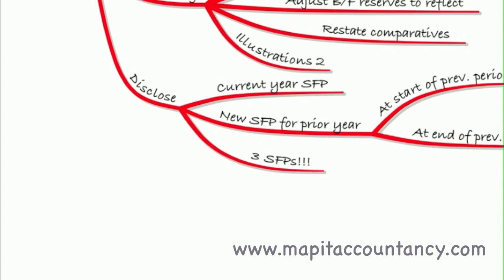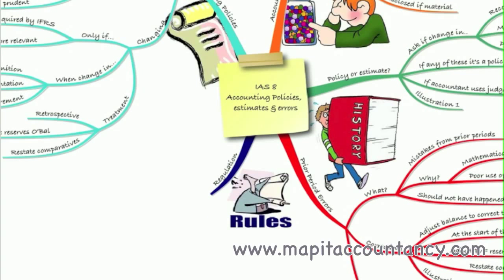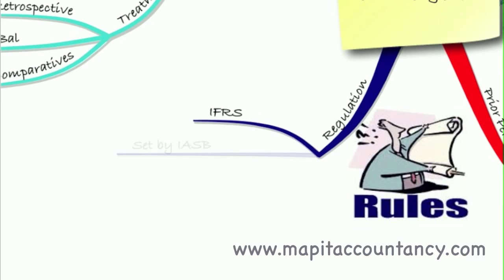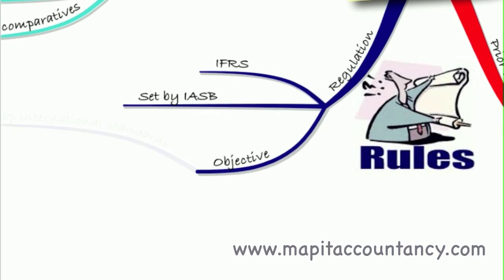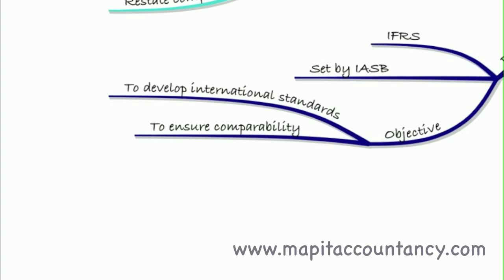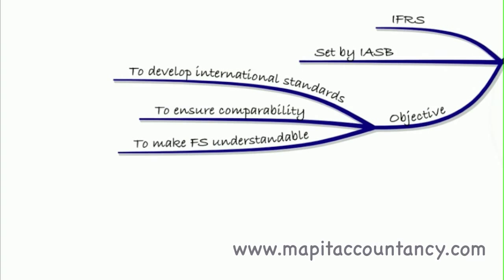The last thing we looked at was regulation. That's important for accounting policies because remember, accounting policies will be set under IFRS. So the regulation will be IFRS. It's set by the IASB, the International Accounting Standards Board, and their objective is to develop international standards to ensure comparability and to make financial statements understandable to the users. So do be aware that those are the objectives.